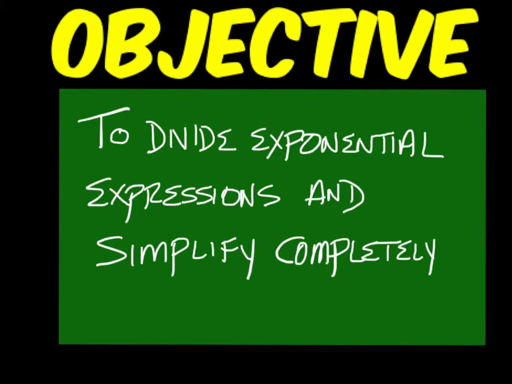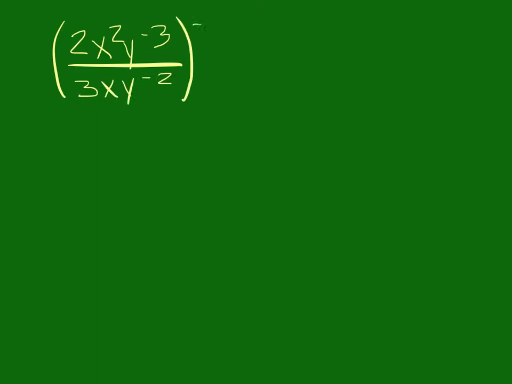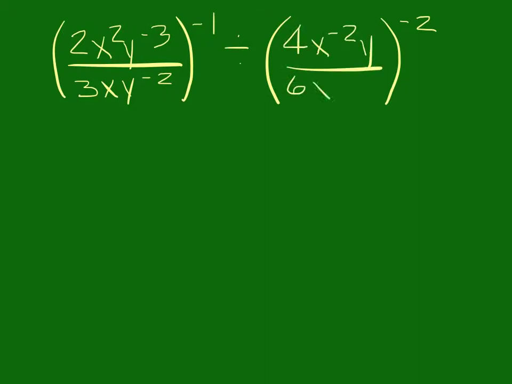To divide exponential expressions and simplify completely. Here is a practice problem to start. Here's an example. This one is going to have 2x to the second y to the negative third over 3x y to the negative second, all of this to the negative 1 power, divided by the quantity to the negative 2 power of 4x to the negative 2y over 6xy to the negative 1.